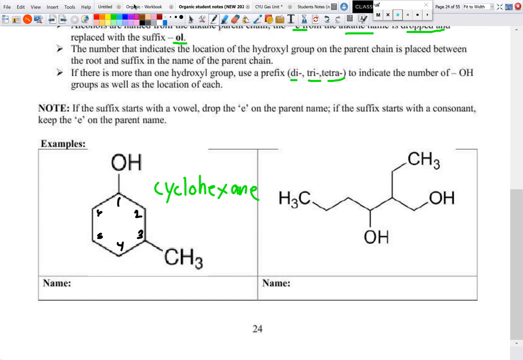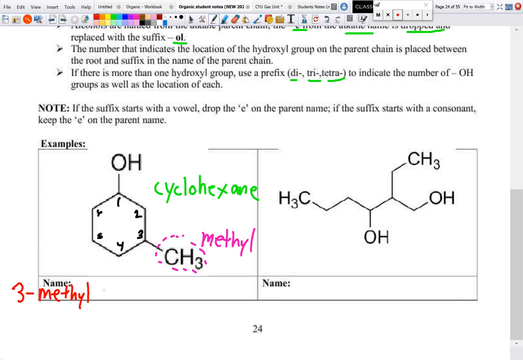Now as for our branch right here, we can tell this is a methyl branch. So that's kind of it. Now we're actually ready to name it. So we're going to start by naming our methyl first. So branches always get named first, sorry. So we have our methyl on carbon 3. So this name is going to start with 3-methyl.